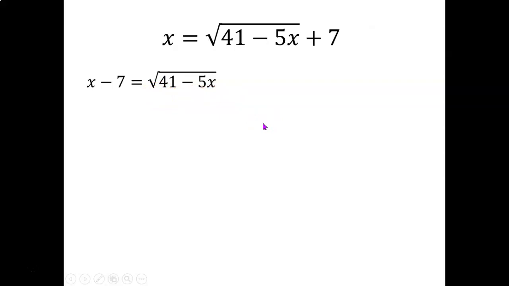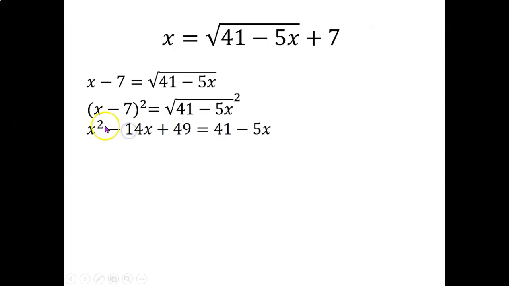Now we can square both sides to undo the square root. x minus 7 squared, and notice it's the whole thing squared, equals the square root of 41 minus 5x squared. Okay, what's the result of all that squaring? Well, if you take x minus 7 and square that, remember what happens. You get the first thing squared minus 2 times the first thing times the second thing plus the second thing squared. So x squared minus 14x plus 49 equals, and then over here, squaring just undoes the square root, 41 minus 5x.